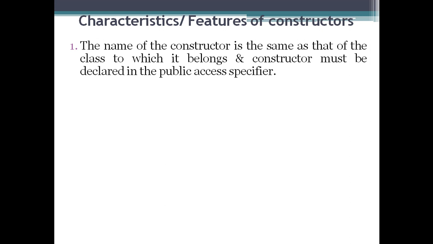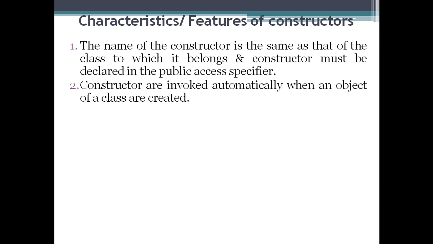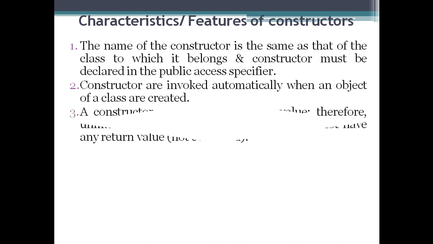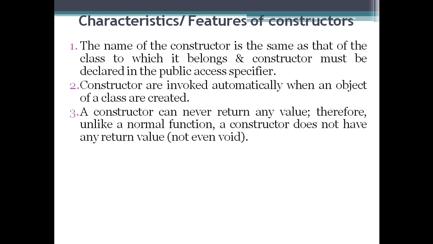The constructor should also be declared in the public access specifier. Constructors are always declared in a public access specifier. So the constructor should have the same name as the class, and it should be declared in the public access specifier. Next, constructors are invoked automatically when an object of the class is created. This is the same as the basic definition: constructors are invoked automatically as the corresponding objects are created.